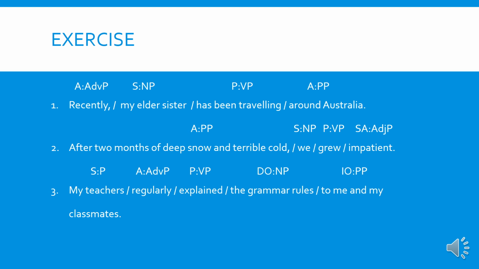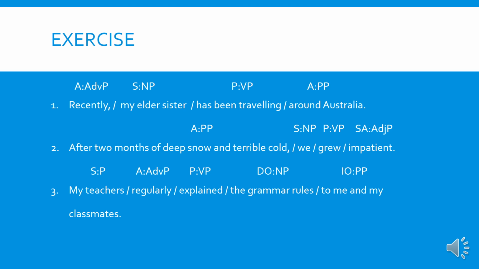So here, after 2 months of deep snow and terrible cold, we grew impatient. You can say then we grew impatient. So you know this is probably a preposition phrase, and it is. It's an adverbial realized by a preposition phrase. We, again, a subject realized by a noun phrase. Grew is a predicator realized by a verb phrase. Impatient is a subject attribute realized by an adjective phrase.